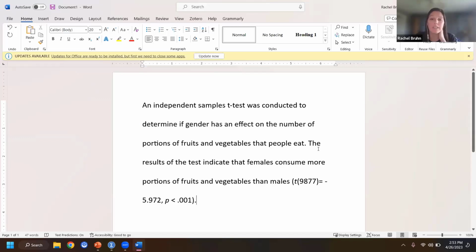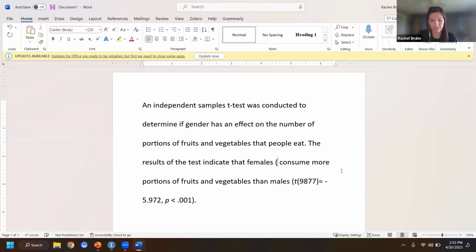We could even expand on this if we wanted to, and we could include the mean and standard deviation in here for each of our groups. So we can include the mean and standard deviation for the portions of fruits and vegetables eaten for each group.